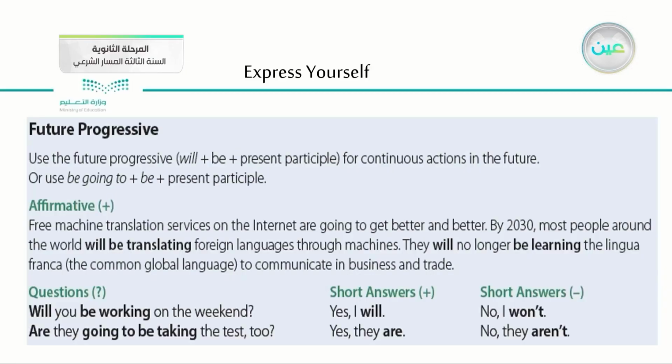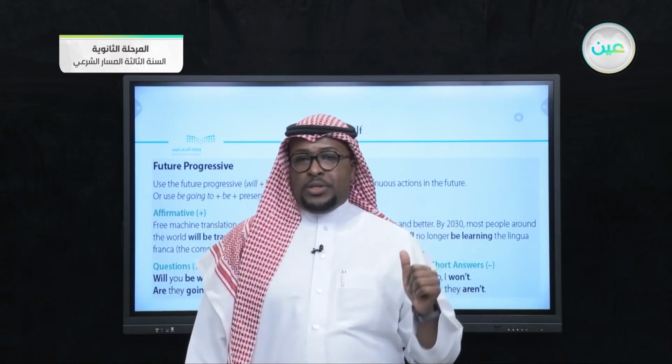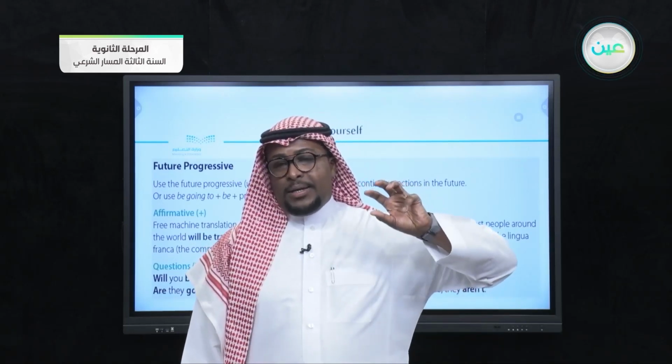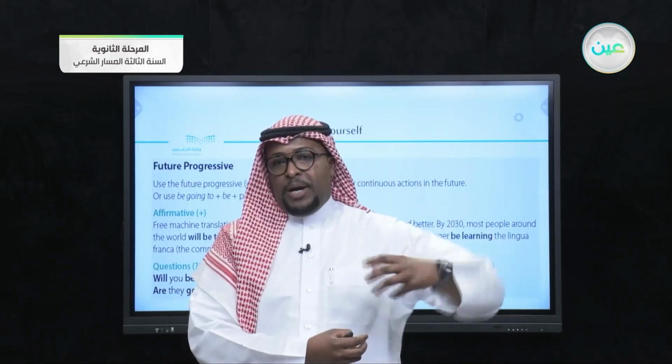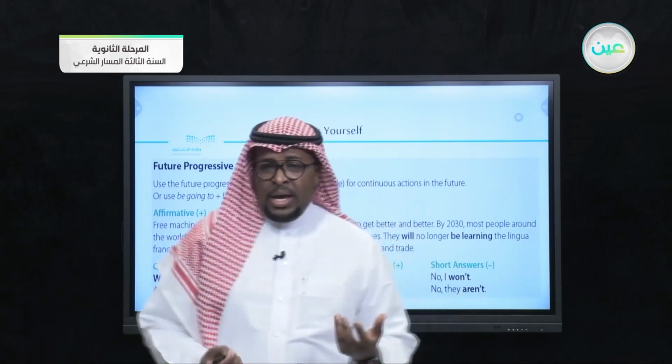As you see here, this is the definition and the form and the way we can use this through different topics. We use the future progressive, will plus be plus present participle for continuous actions in the future, or use be going to plus be plus present participle. If you still remember, guys, we discussed this in the previous semester. We discussed that we have progressive participle, continuous participle, okay? And of course, it's a verb that actually contains ing.